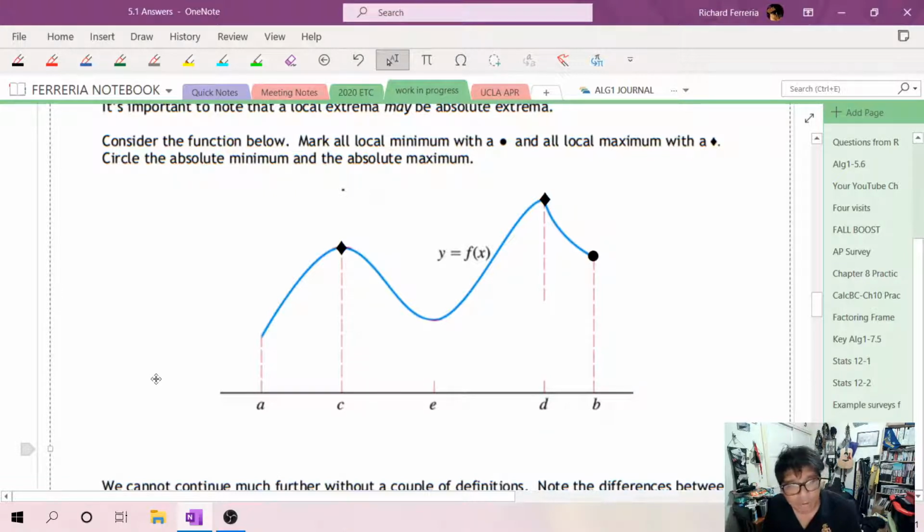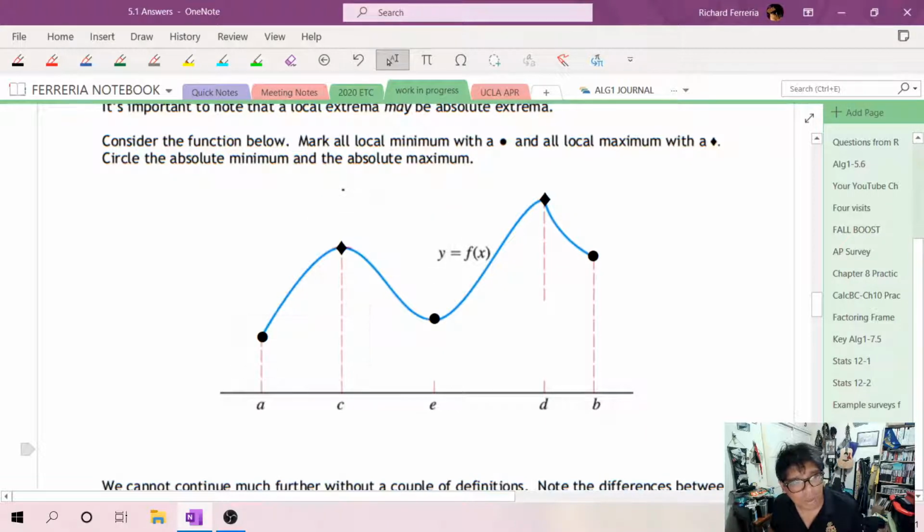So we're going to start off with a controversial one over here. This endpoint, that actually is an absolute minimum. Again, any interval that you make on this domain that contains point B, point B will be the minimum. Are there other relative minimums? E and A. Both of those are relative minimums because if you include them on an interval, they will be the minimum point.